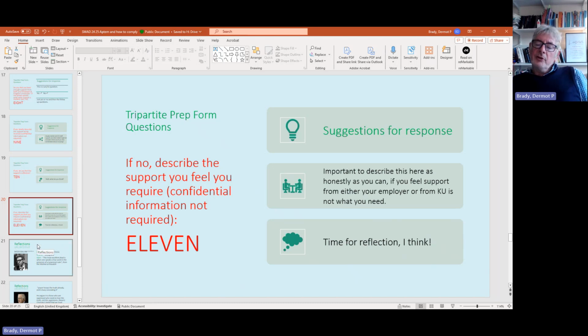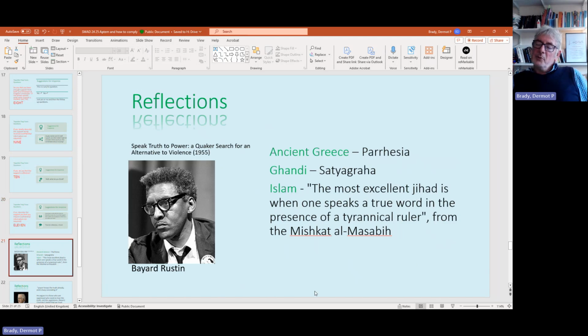So, a little reflection. This might sound like going off on a tangent. There's always a possibility of learning, even from the most boring bureaucratic form. So what is it to speak truth to power? This phrase, speaking truth to power, was from a Quaker organization in the 1950s. Quakers are a Christian denomination who are very much committed to non-violence, pacifism, for example.